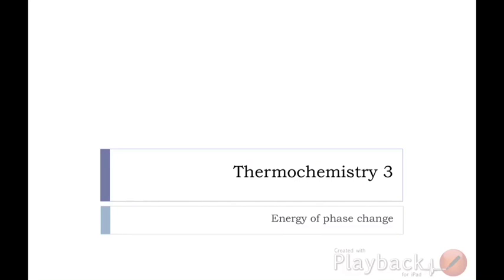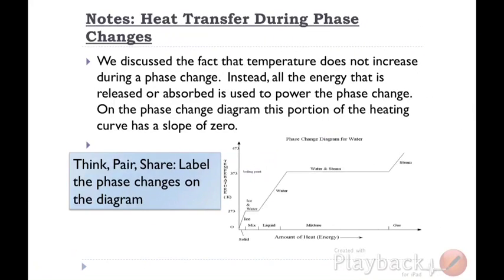In this video, you will learn how to calculate the energy either absorbed or released during a phase change. So we've gone over the fact that temperature does not increase during a phase change. Instead, all the energy that's released or absorbed is used to power the phase change. On the phase change diagram, this portion of the heating curve has a slope of 0. So those parts of the heating curve here are this part here.